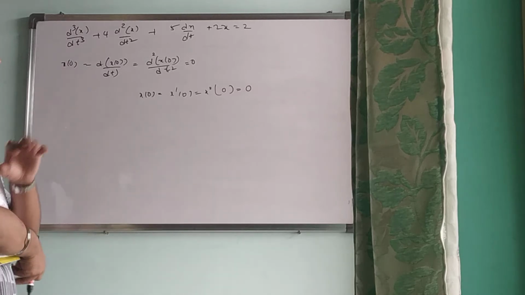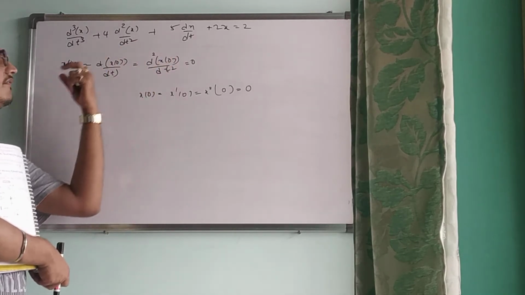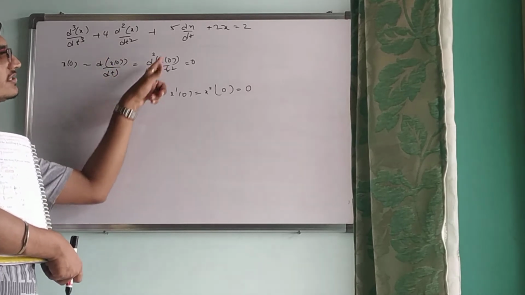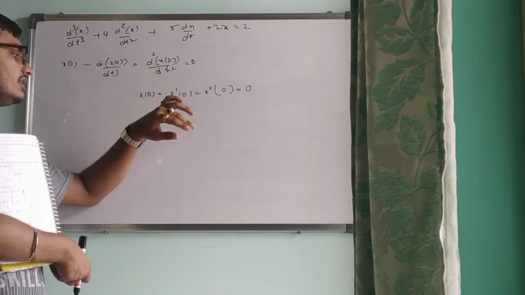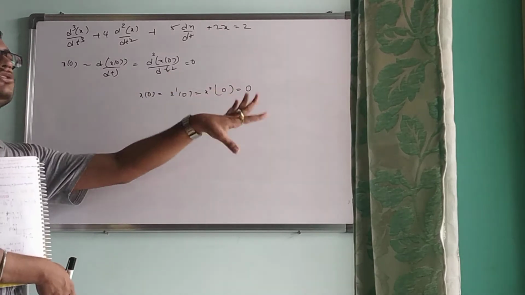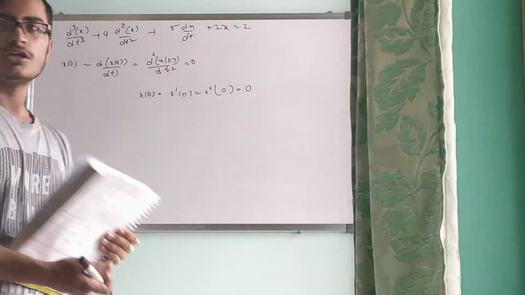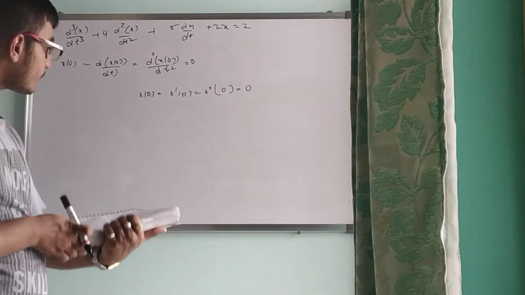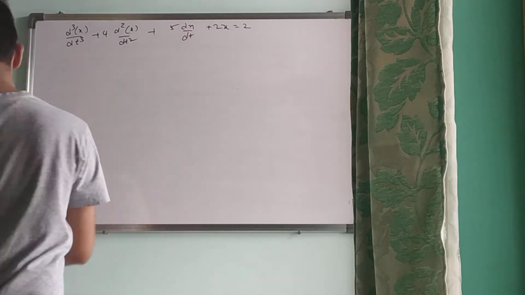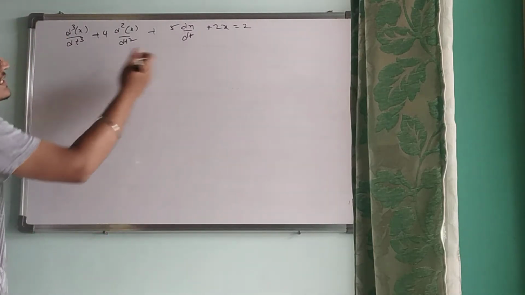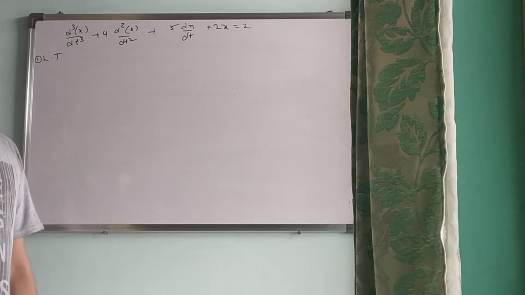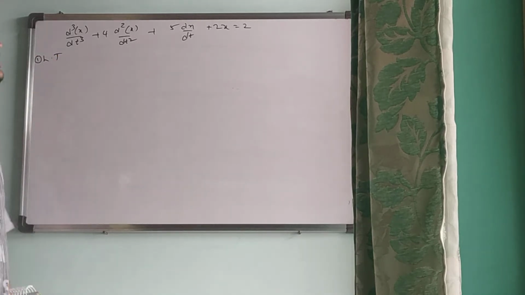You have to find the Laplace transform for this function, where x of 0 is equal to dx of 0 by dt is equal to d square x of 0 by dt square is equal to 0. This is given in the question. Right? Now, how to solve this? First step is to apply Laplace transform on both sides. I'll tell you step by step, listen carefully.